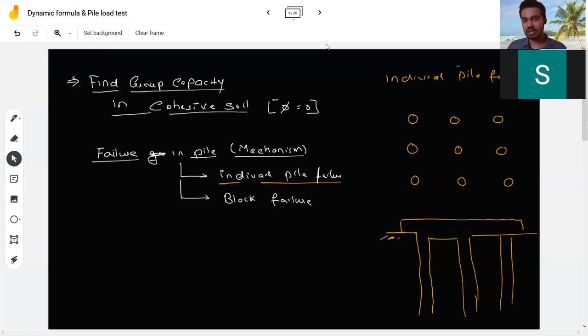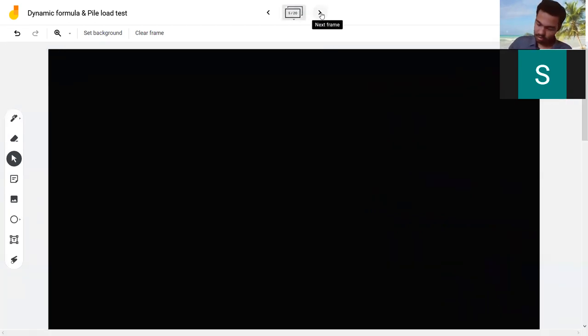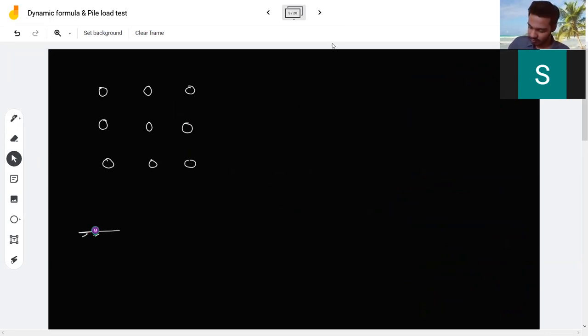Now, as I've told you, there is again one more type of failure that is called as block failure. अब block failure का मतलब क्या? Let's again draw a pile group. Okay, let me draw it in next slide. I'm drawing a pile group, the same number of piles. Okay, I've drawn a pile group. इसका अगर मैं क्रॉस सेक्शन व्यू पे देखो तो कैसे दिखेगा? You have a ground surface, you have a pile cap, and these are your piles.